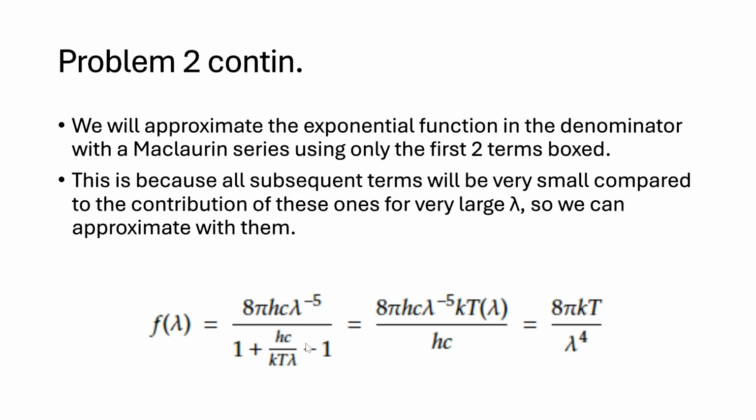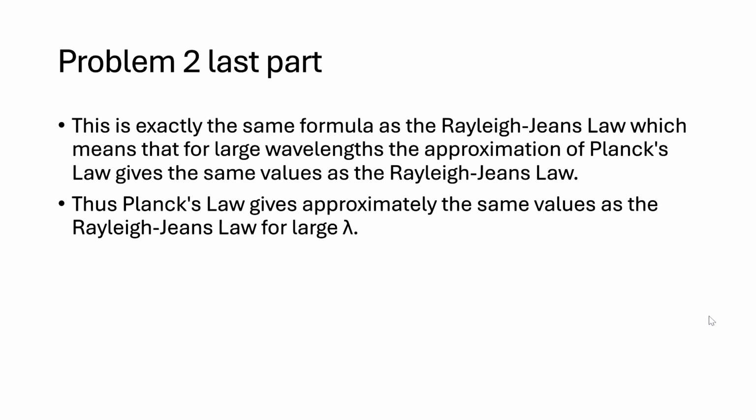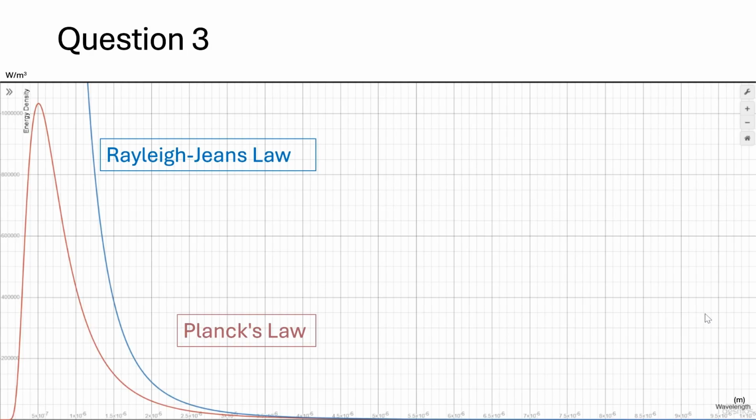Rewriting the expression using the first two terms of the Maclaurin series gives us this. The ones cancel, simplifying down to this. hc divided by hc will cancel. Lambda to the negative 5 times lambda gives us lambda to the negative 4. And this expression simplifies to 8 pi kt over lambda to the 4. This is exactly the same formula as Rayleigh-Jeans law, which means that for large wavelengths, the approximation of Planck's law gives the same value as Rayleigh-Jeans law. Thus, Planck's law gives approximately the same values as Rayleigh-Jeans law for large lambda.